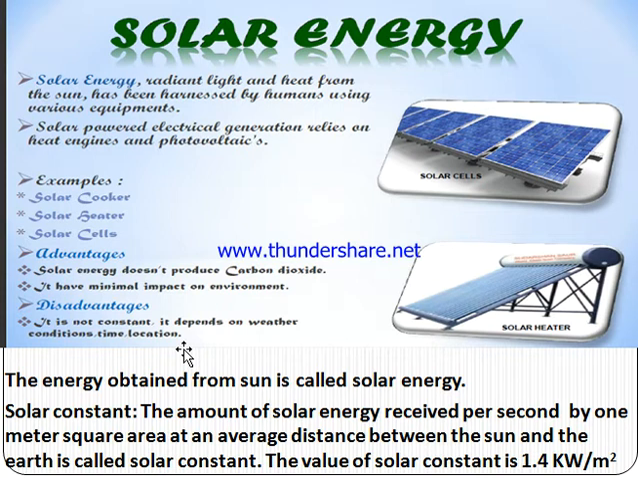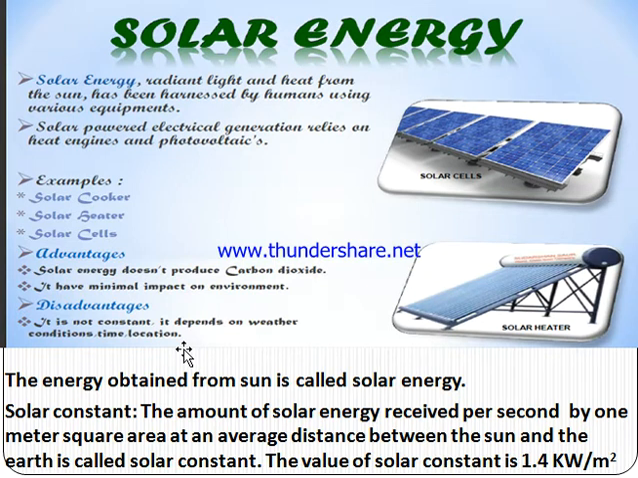Okay, examples are very important: solar cooker, solar heater, and solar cells are used. A very good advantage of the solar heater and solar energy is that it does not cause any environmental pollution. It is very easy to use, having no impact on the environment. And what is the disadvantage? It depends on the weather, time and location. In winter, at night, and on a cloudy day, we are not able to use these.